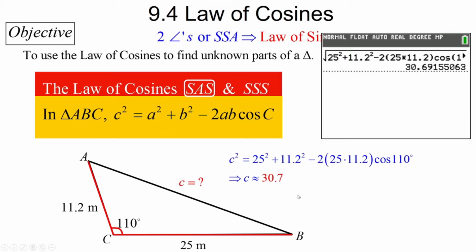And do we have any units? Yes, we do. That's 30.7 meters. So that is the Law of Cosines right there. The most common way I use that is when I see side-angle-side, just like that.